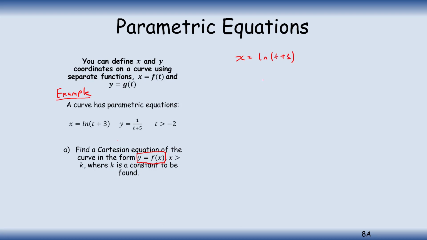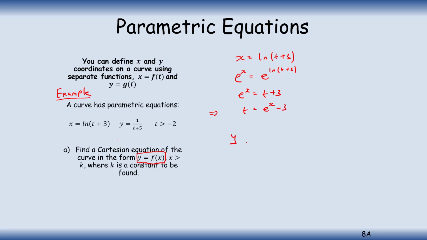So we can rewrite that, taking the exponentials on both sides. If we reverse the log, e to the power of x is equal to e to the power of log of t plus 3. Now the exponential and log cancel each other out, so e to the power of x is equal to t plus 3. Which implies, rearranging, that t is equal to e to the power of x minus 3. So we know what t is.